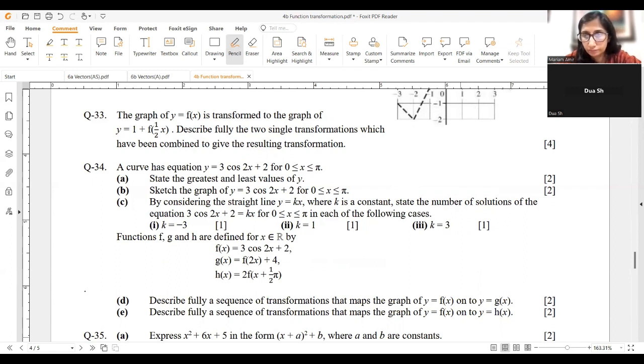Let me check the answer. The answer here is also wrong. It should be (0, 1). It says (1, 0). This should be 0 and 1. So many mistakes.